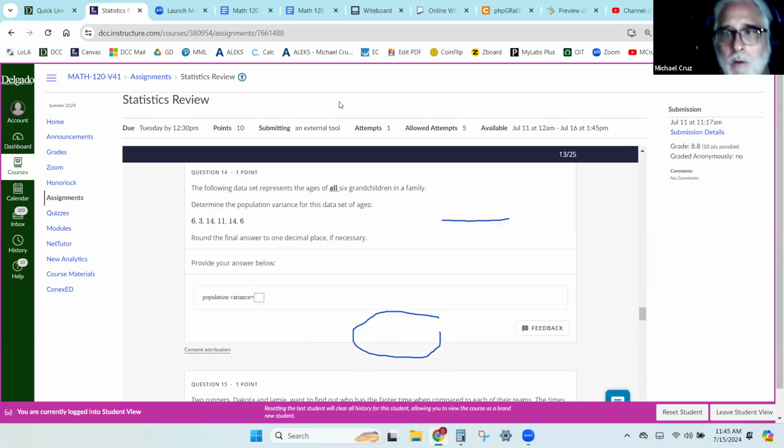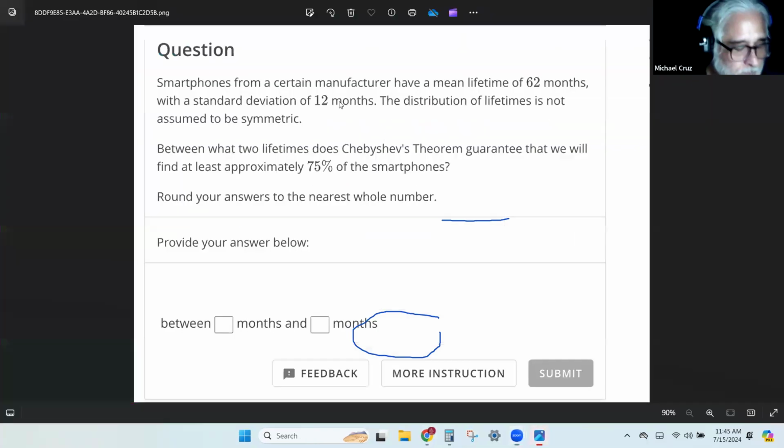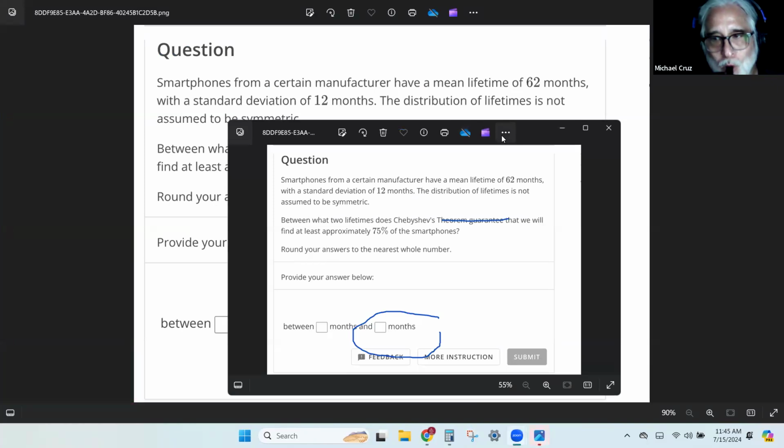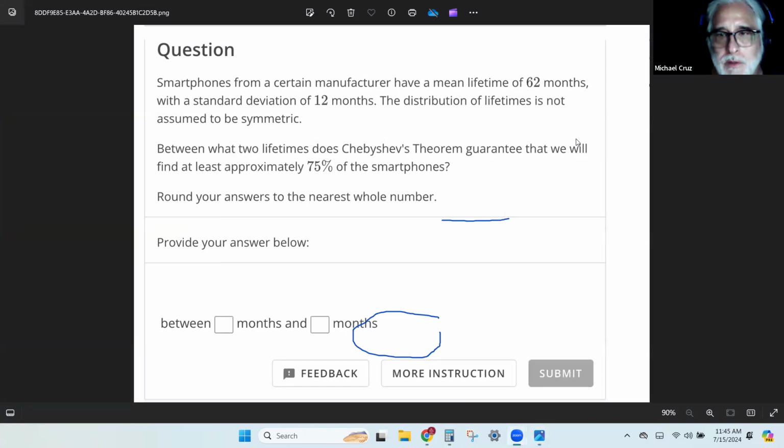Smartphones from a certain manufacturer have a mean lifetime of 62 months with a standard deviation of 12 months. The distribution of lifetimes is not assumed to be symmetric. So that's why we have to use Chebyshev.